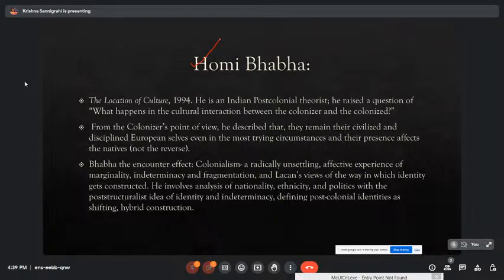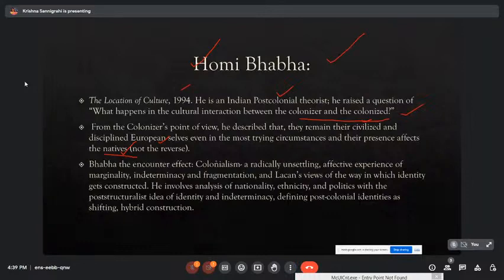So, from the colonizer's point of view, he described that they remain civilized and disciplined Europeans, even in the most trying circumstances. However, their presence affects the natives. So the Europeans are not affected by the people whom they have colonized. However, their presence affects the natives of the land. Right? So this is the equation between the colonizer and colonized, which was identified by Bhabha.